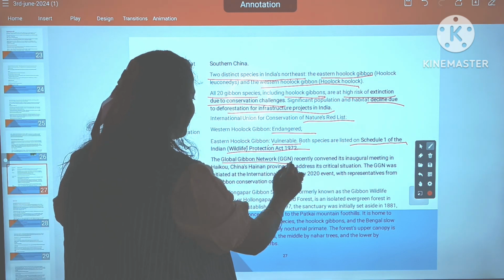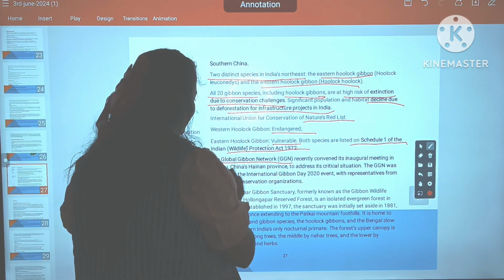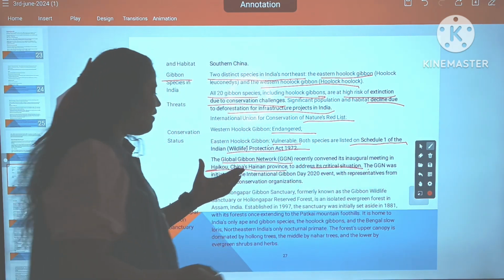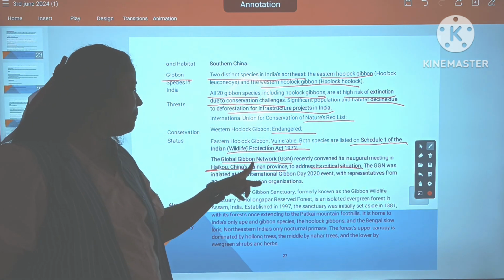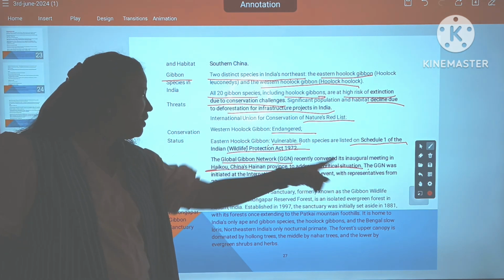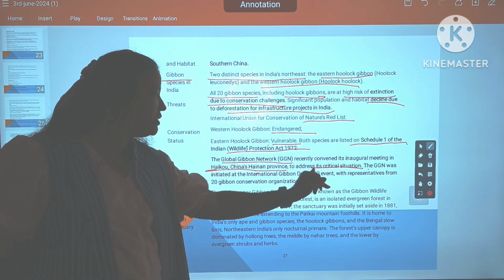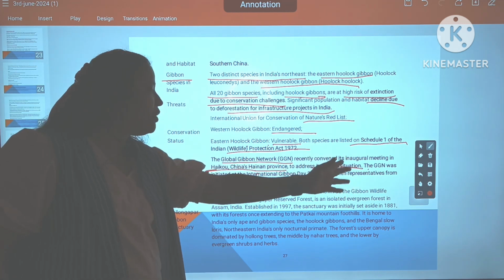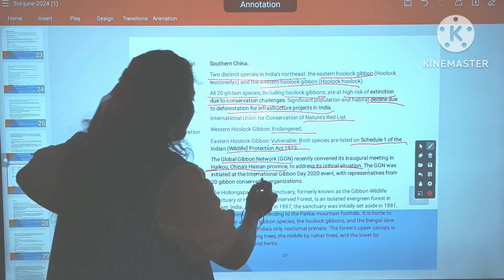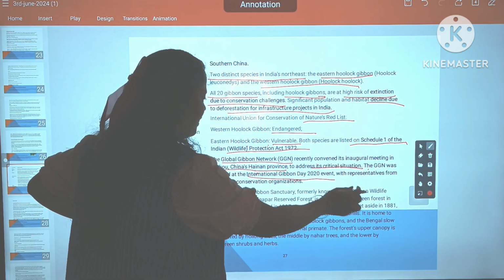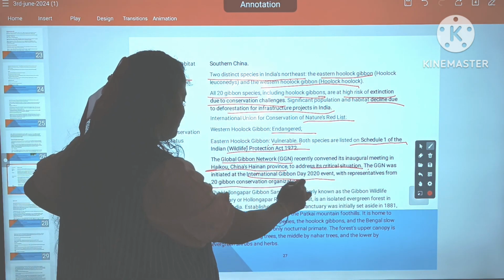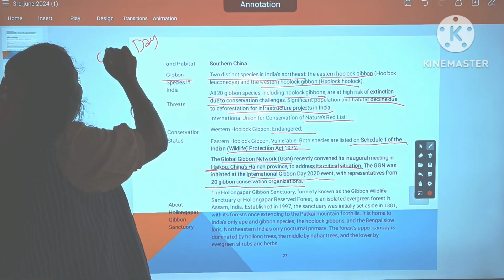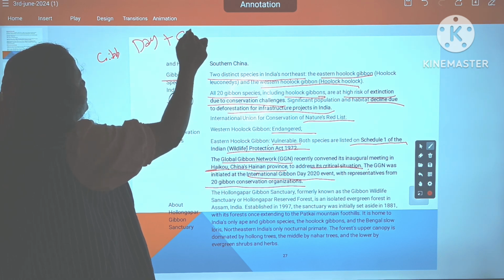So the Global Gibbon Network is convened. Its inaugural meeting was in Haikou, China, Hainan province, to address the critical situation. So one initiative to save the gibbon is the Global Gibbon Network. The inaugural meeting was done in China to address the critical situation, like when gibbons are endangered, how to save them. Those actions will be decided here. Initiated on International Gibbon Day 2020 with representatives from 20 gibbon conservation organizations. Here you can remember like this: Gibbon Day plus gibbon organizations.